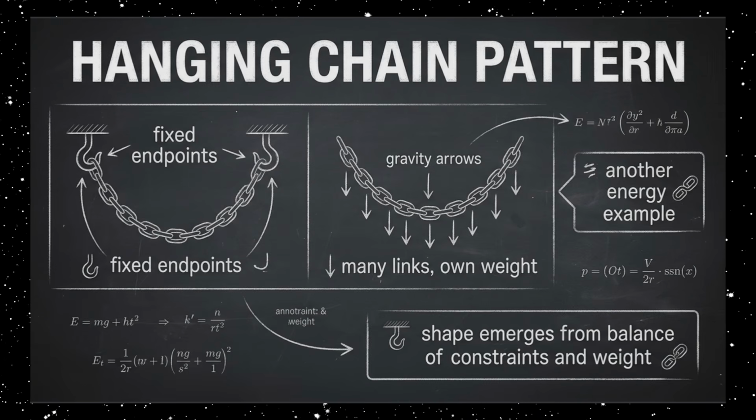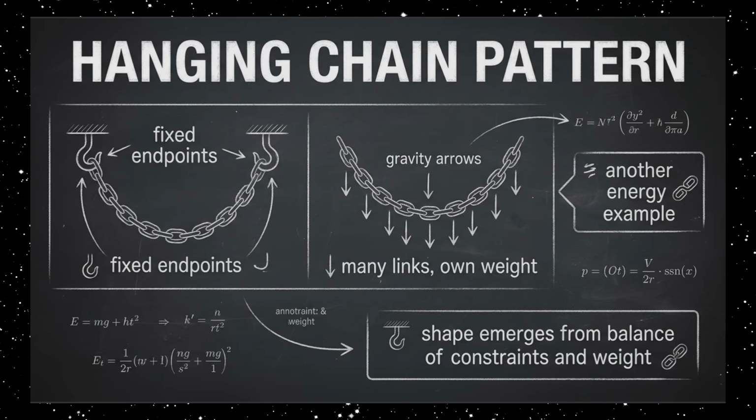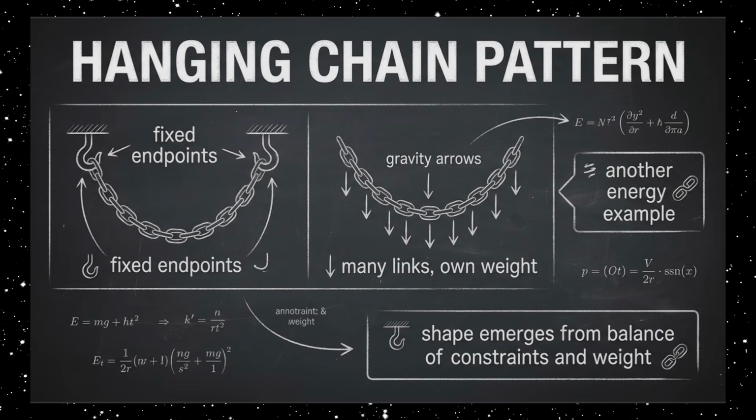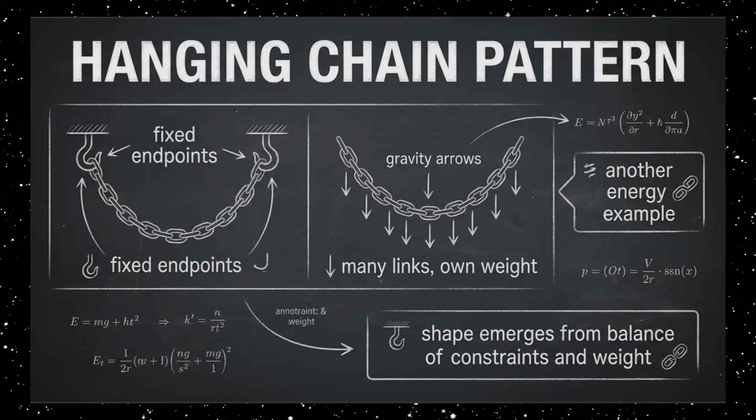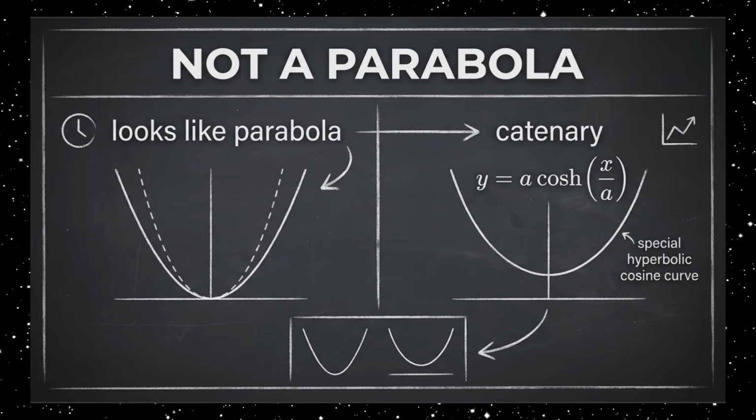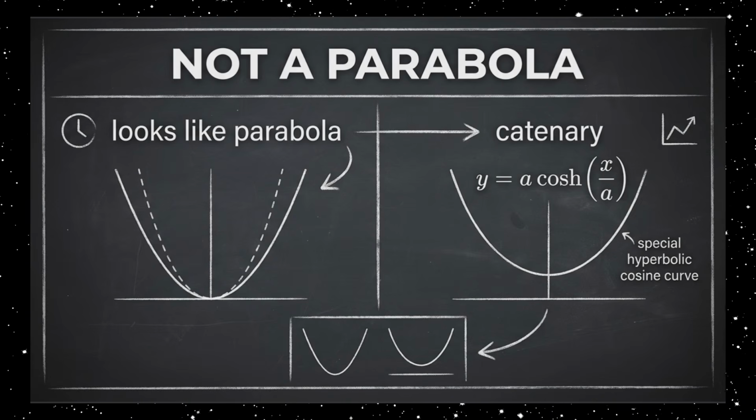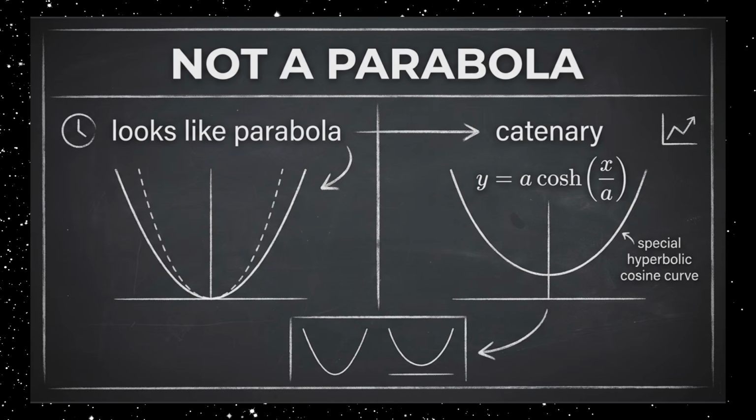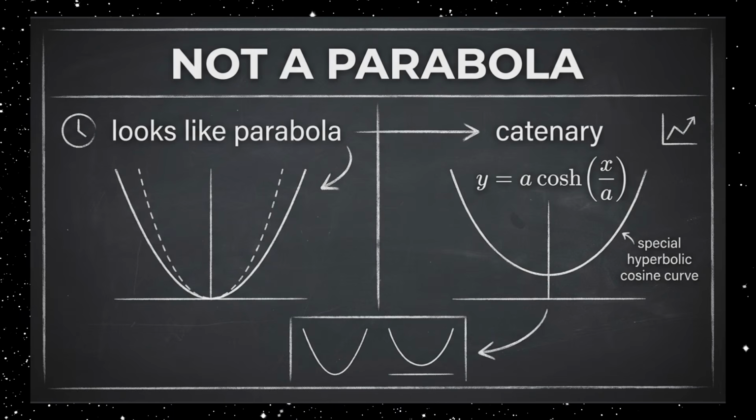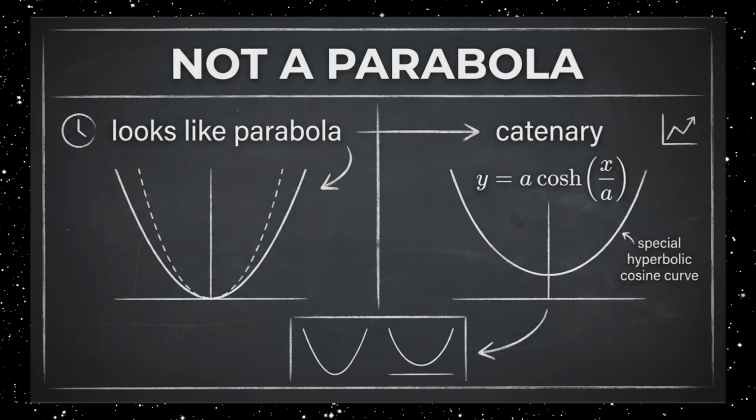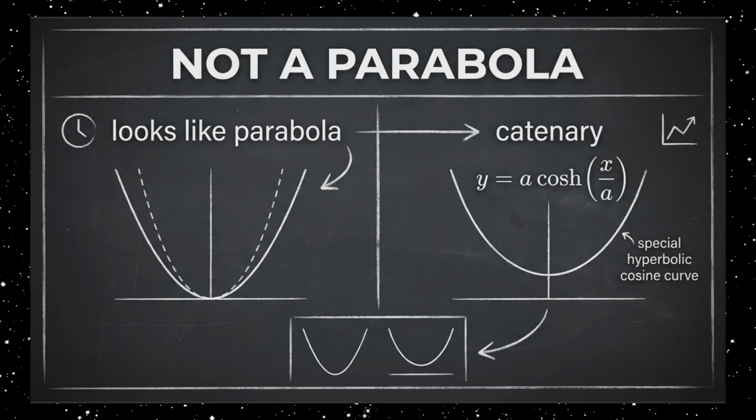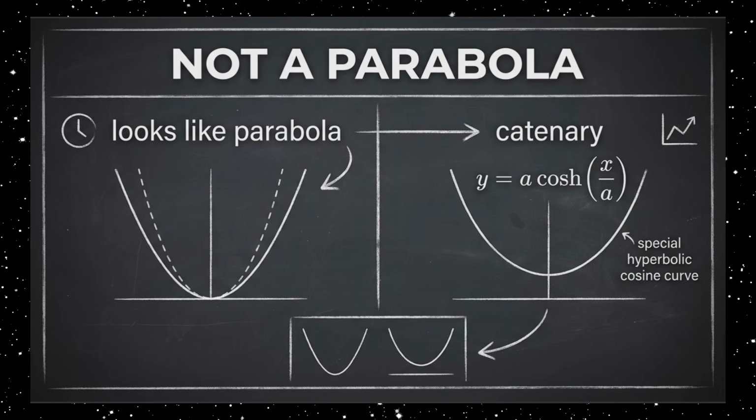Let me give you another physical example before I take the big step, because I want you to see the pattern. Hang a chain from 2 hooks, a real chain, heavy, with many links. Let it sag under its own weight. What shape does it make? You might think it's a parabola. It looks like one, but it's not. It's a catenary, a special curve described by a hyperbolic cosine function.